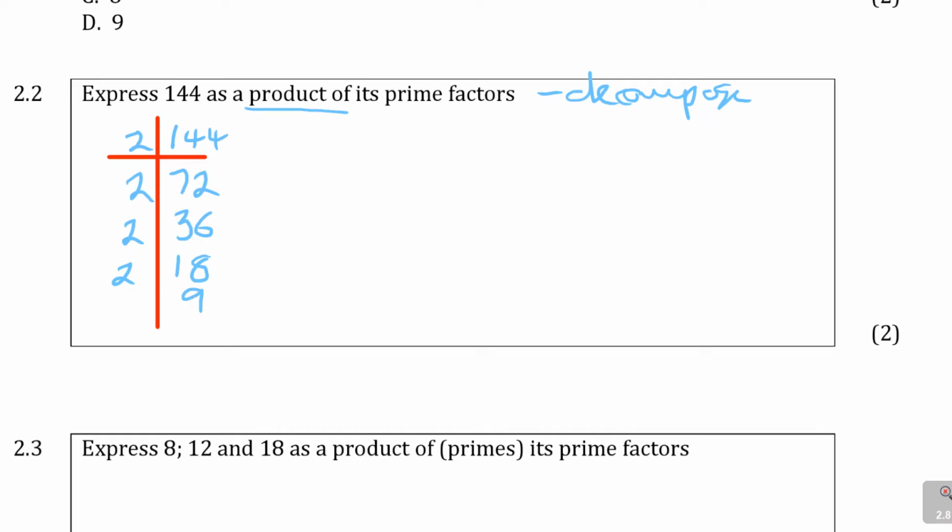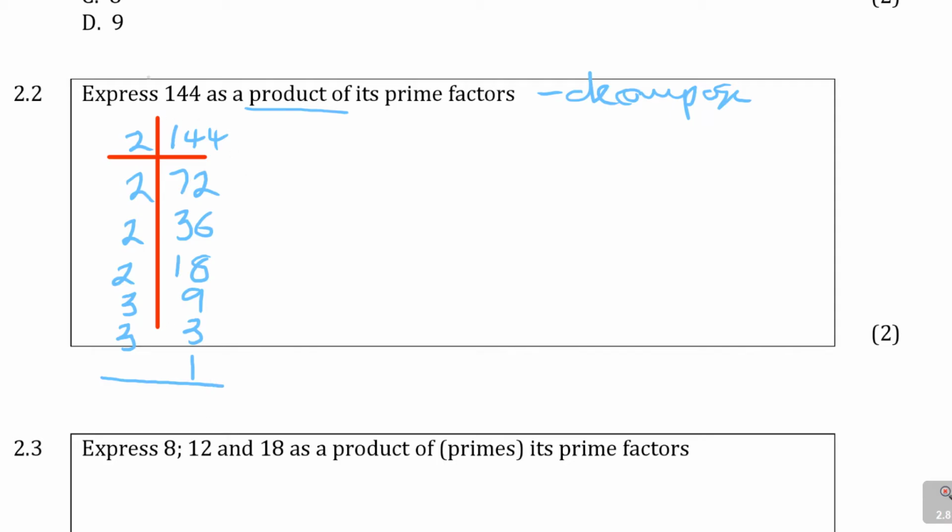Now what's the next number that can go into 9? It is 3. 3 into 9, I get what? I get 3. Now what other number can go into 3? It is 3 itself. 3 into 3. At the end of the day, you must be left with 1. Then it means you have reached the end.